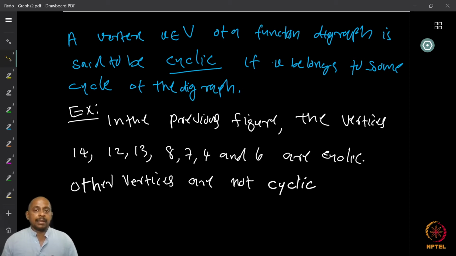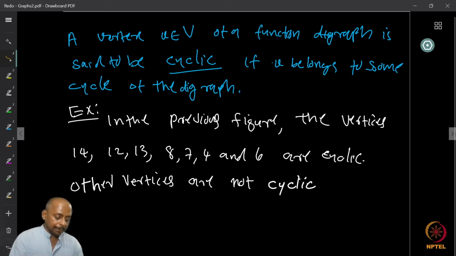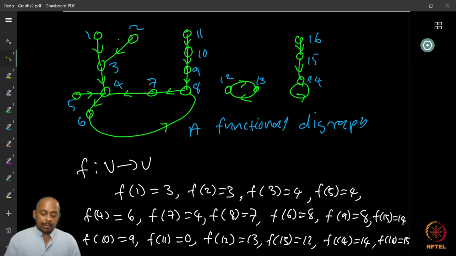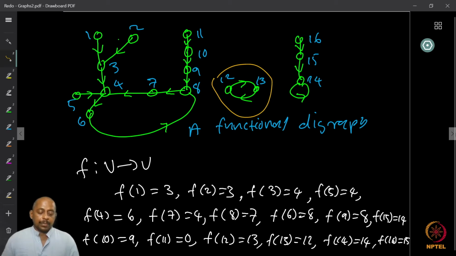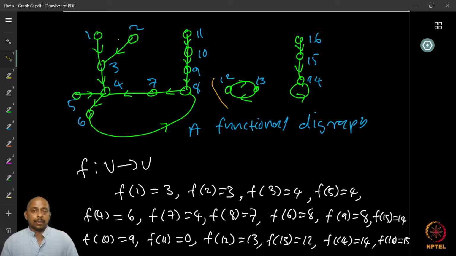Now, we say a vertex in a functional diagram is cyclic if it belongs to some cycle of the diagram. Okay, so any vertex that is part of a cycle is called a cyclic vertex. So in the previous example, we saw that vertex 14 is cyclic because 14 is in a loop. Then 12 and 13 are cyclic because 12 to 13 and 13 to 12 are also arcs, which forms a directed cycle, a 2-cycle.